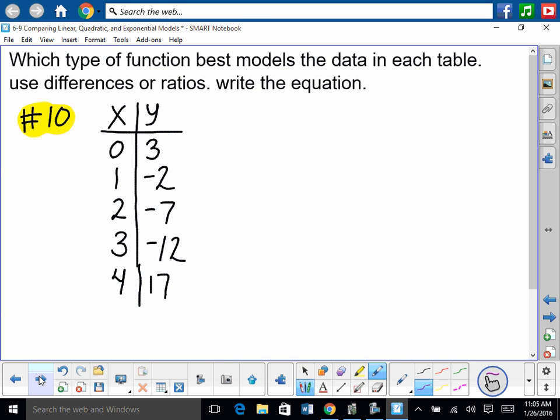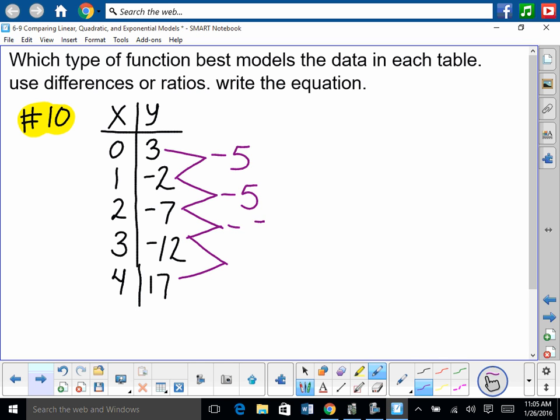Number 10. So the first thing you have to ask yourself, is it linear, quadratic, or exponential? So let's see if it's linear. We're going to go ahead and take differences of our y values. So carefully here. What's -2 minus 3? -5. What's -7 minus -2? -5. Right there.